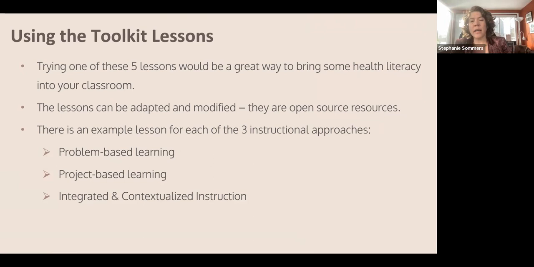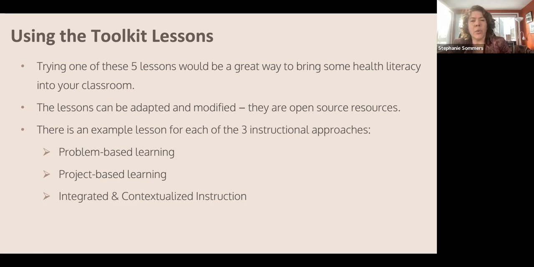And so trying one of the lessons would be a great way, if you were already, I know a lot of especially ESL teachers do a health unit, to bring some health literacy into your classroom. If you are an HSE teacher, I think these lessons could be integrated into a science lesson. They could be integrated into doing some great nonfiction reading or informational texts with your learners. And we're going to see how they can be adapted and modified because they are open source resources.